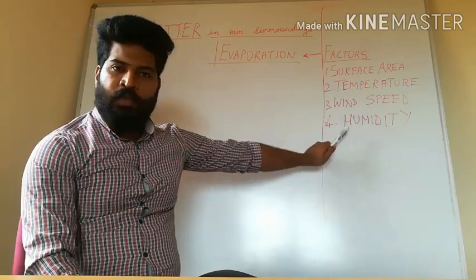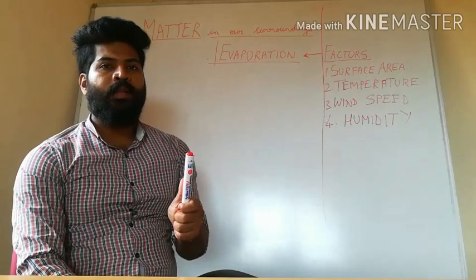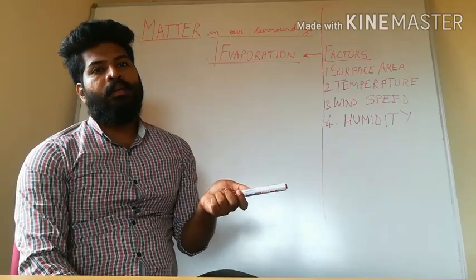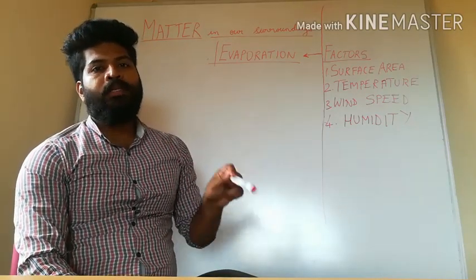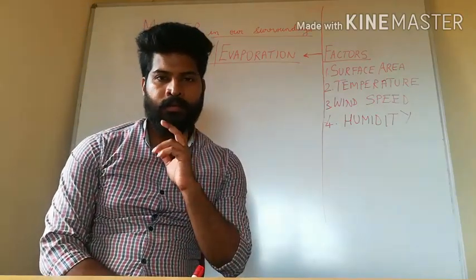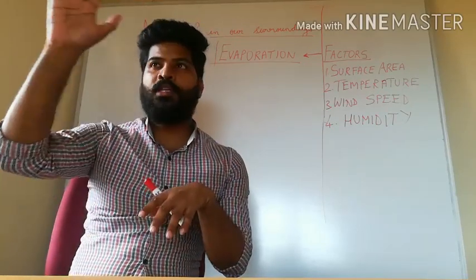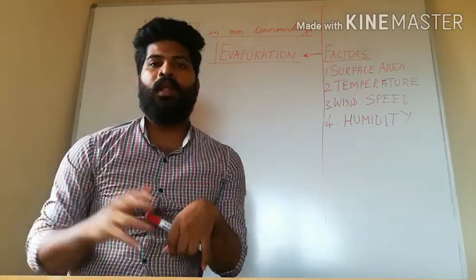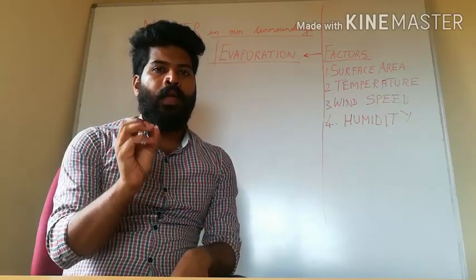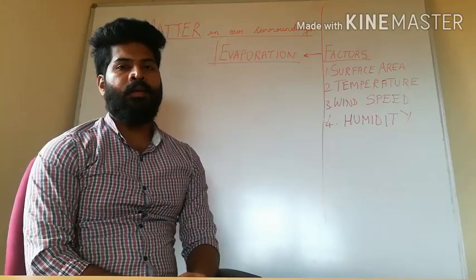And the last factor, humidity. Now this humidity is affecting in an opposite manner. How? Firstly, what is humidity? Humidity is nothing but the amount of moisture in our surrounding, the amount of water vapor content in the atmosphere in our surrounding.